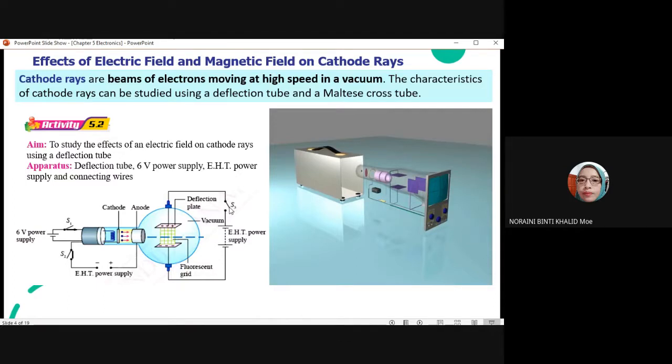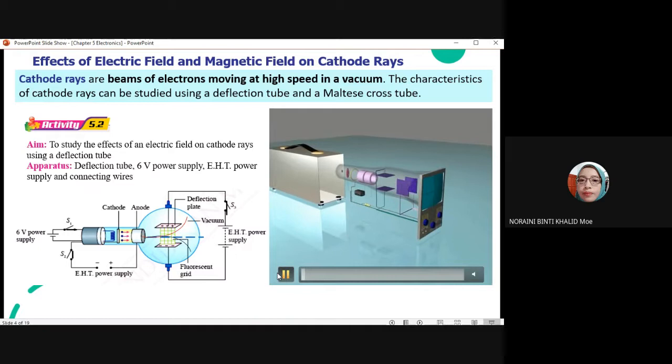What happens when S3 is on? The top plate is positively charged. The bottom one is negative. With S3 on, you can see the cathode ray is deflected in a parabolic path upwards towards the positive plate. If we reverse the terminals of the EHT, it will be deflected downward because the bottom becomes the positively charged plate. Okay, you can watch this video to show how a cathode ray is produced.